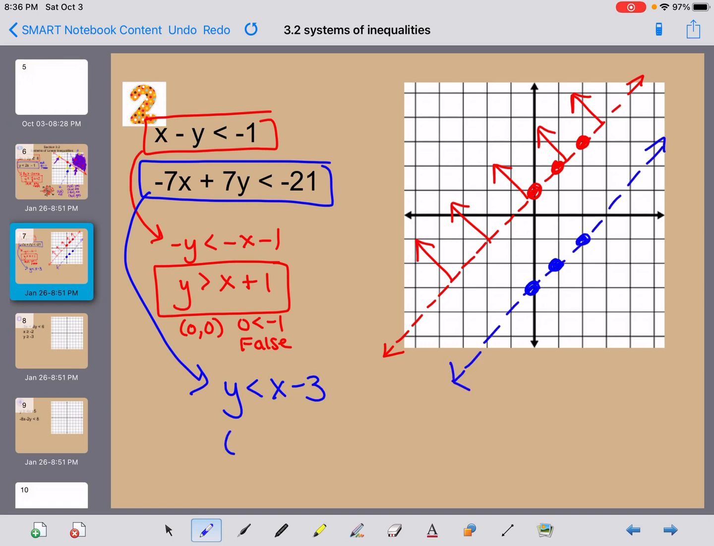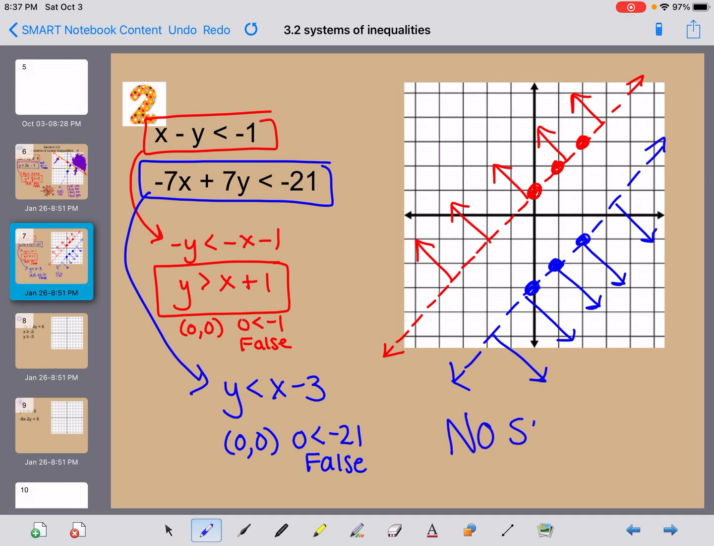Testing my favorite point in the original, 0, 0. It becomes 0 is less than negative 21, which is false. So if 0, 0 is false, I'm going to shade this way, the opposite side of 0, 0. Now, where do the two shadings overlap? They don't. So in this case, we will say no solution.